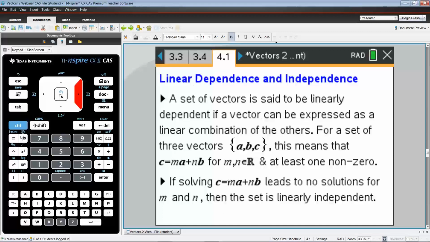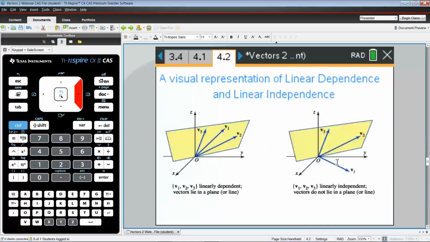So if you try and solve that equation, C equals mA plus nB, and you end up with no solutions for m and n, then what that means is your set is linearly independent. And that is, you can't express any of the vectors as a linear combination of the others. Okay, so I've got some diagrams here which help explain what linear dependence and independence is.